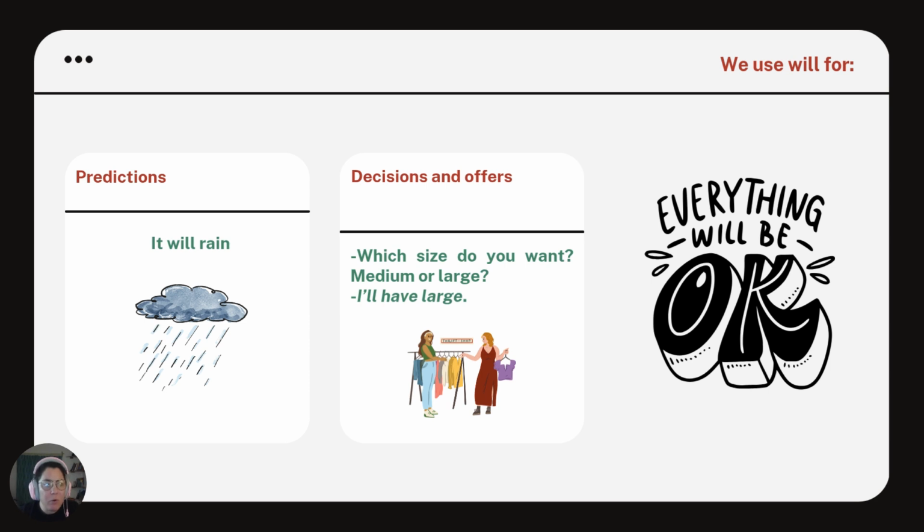We use will for predictions, just like the one we see in the picture. It will rain. And also for decisions and offers, just like the example you see here. Which size do you want? Medium or large? I'll have large. Easy peasy. Then predictions and decisions and offers. There are things that are not sure, they are probabilities. Okay?